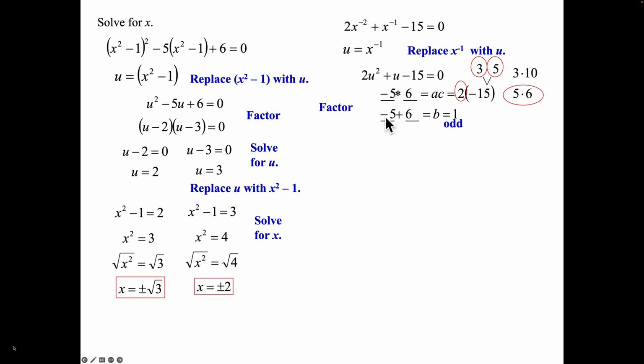So 6 will be positive, 5 will be negative. 2u minus 5, 2u plus 6. Remember, we used that 2 twice. This one has a GCF of 2. We'll take that out.